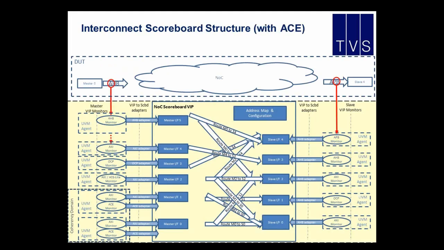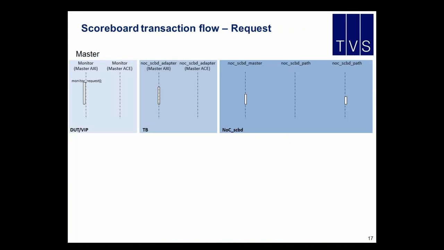So what we came up with is that we use the same structure, but we add an extra layer, which is the ACE or cache coherency scoreboard to deal with this. If the transaction is related to cache coherency, it will go first into the cache coherency scoreboard, before going to the rest of the different routes.